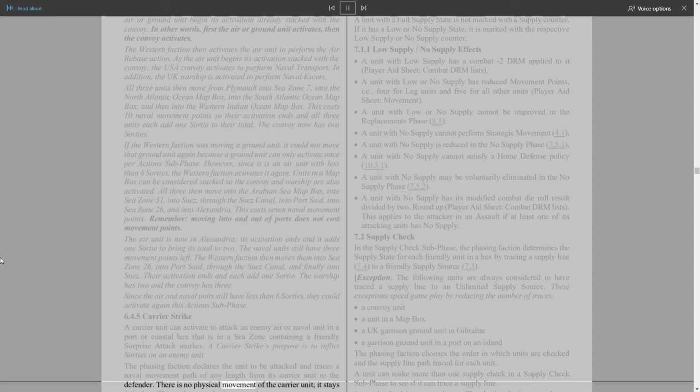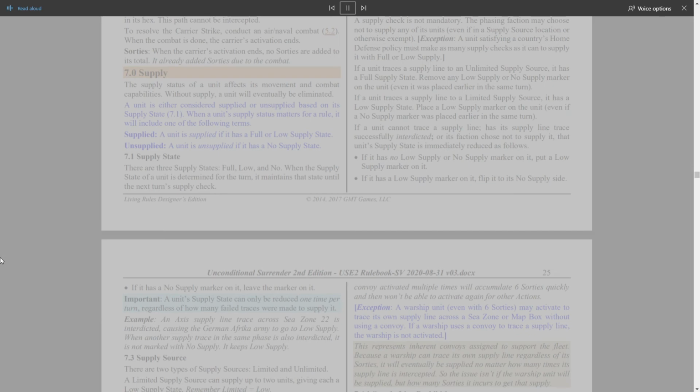There is no physical movement of the carrier unit, it stays in its hex. This path cannot be intercepted. To resolve the carrier strike, conduct an air-naval combat of 5.2. When the combat is done, the carrier's activation ends. Sorties. When the carrier's activation ends, no sorties are added to its total. It already added sorties due to the combat.